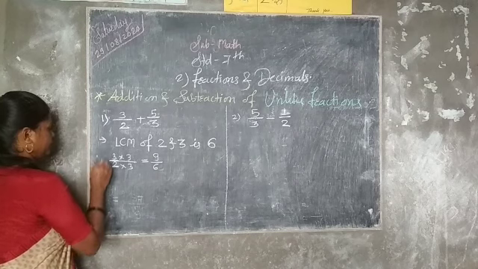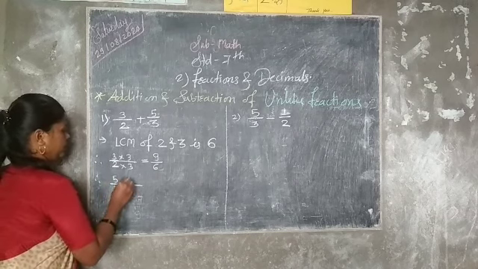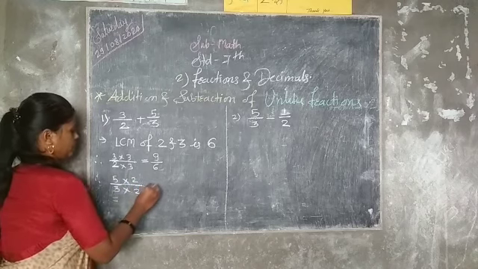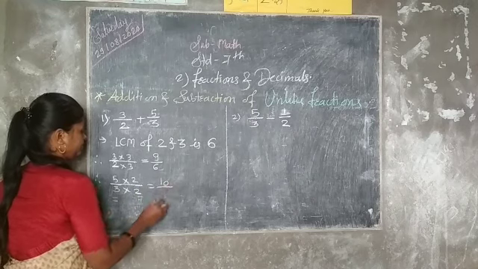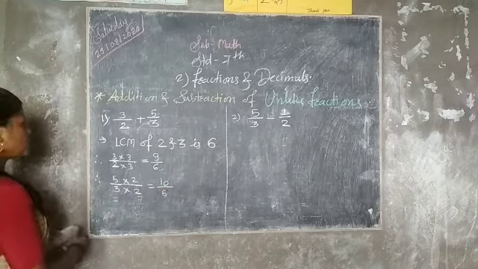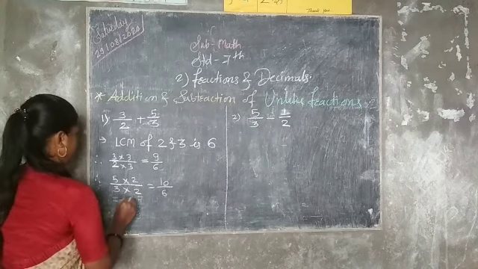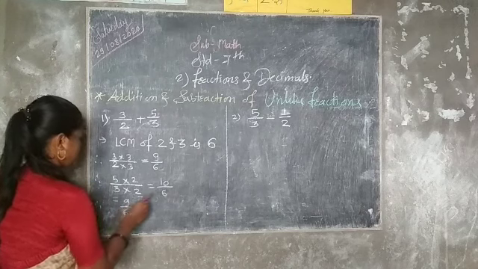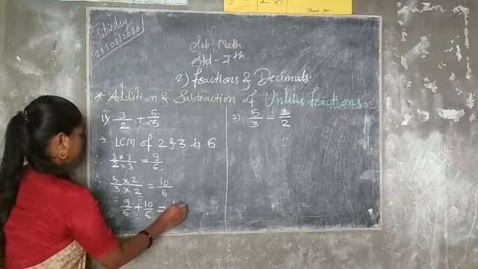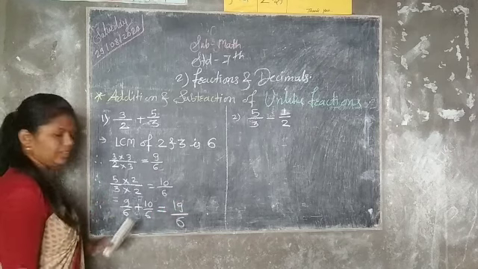Whereas with the second, 5 upon 3, you can convert your denominator 3 as a 6 by multiplying by 2. So it's 10 upon 6. Isn't it? So now you can check, and therefore 9 upon 6 plus 10 upon 6 is equal to 19 upon 6. Okay, we can go with this method.